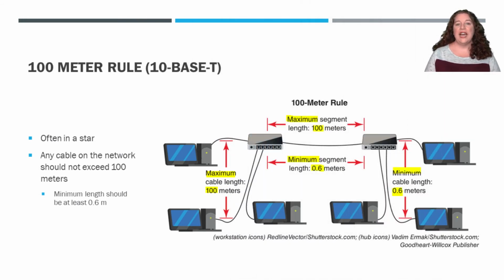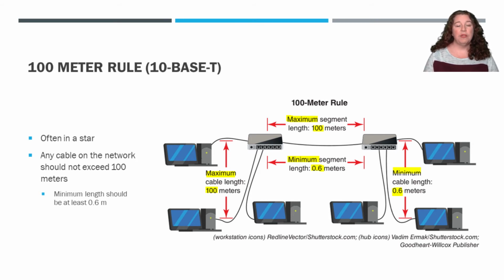When you are looking at your network, you have a couple of hubs and a couple of computers together, you need to be careful with your 10BaseT cabling. Any cable on the network should not exceed 100 meters. Think of that 100 meters as a hard and fast rule. Do not make any segment more than 100 meters because it's going to cause trouble and problems with your cabling.